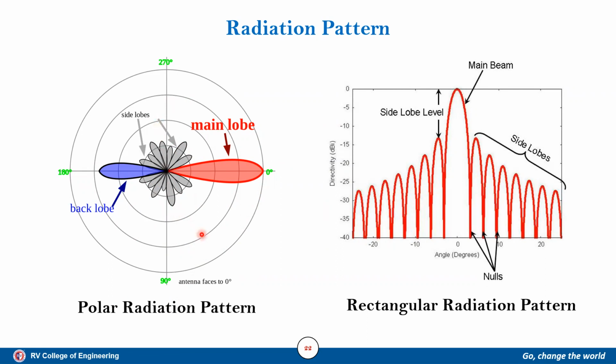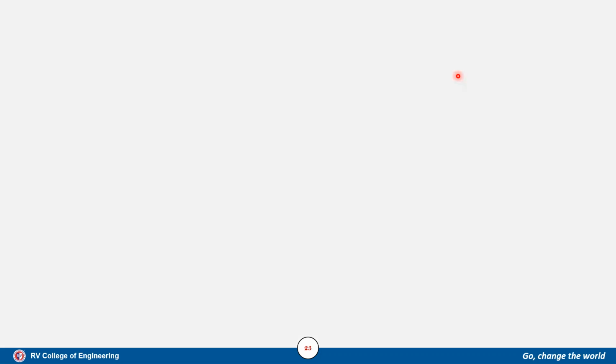When we unfold this polar radiation pattern, what we obtain is the rectangular radiation pattern. On the rectangular radiation pattern, the x-axis is the direction or the angle, and the y-axis is the directivity of the electromagnetic spectrum. This is the main lobe of the radiation pattern, and these are all the side lobes, which have less energy. The main lobe has more energy, and we need to direct this to the particular user in order to achieve the communication.